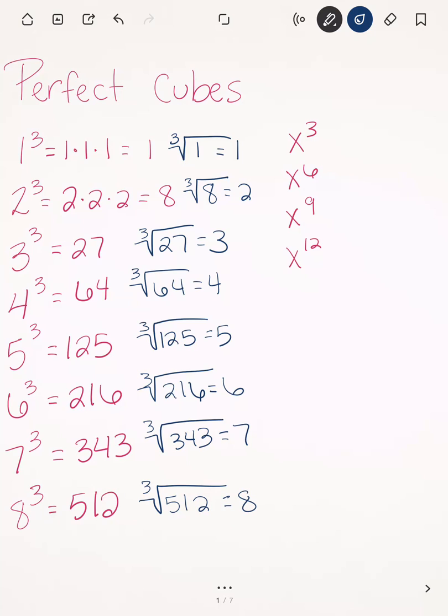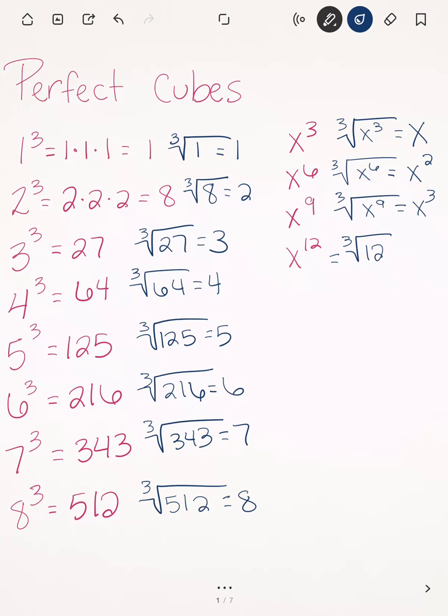Now, if we're talking about variables, it works the same way. I have the cube root of x cubed. Remember, the index cubed and the exponent cubed cancel each other out, so I'm just left with an x. If I have the cube root of x to the 6th, I would have 2 x's left over, so I have x squared. The cube root of x to the 9th equals x cubed, and the cube root of x to the 12th would be x to the 4th. That pattern continues as you go on with multiples of 3.